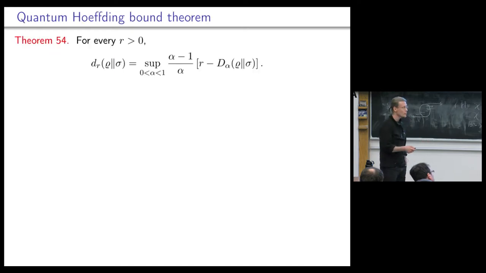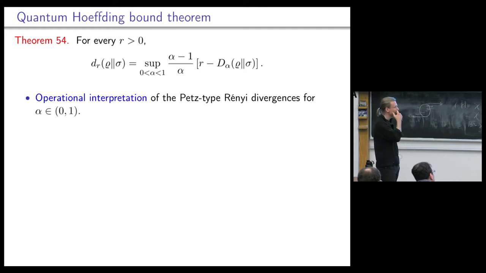So what we get is the so-called quantum Hoeffding bound theorem, which says that for every possible rate R, we can express this optimal type 1 error exponent, given that the type 2 error exponent is R, by this formula. And this gives an operational interpretation of this particular version of the quantum Rényi divergences. Okay, at least for the parameter values of alpha between 0 and 1.